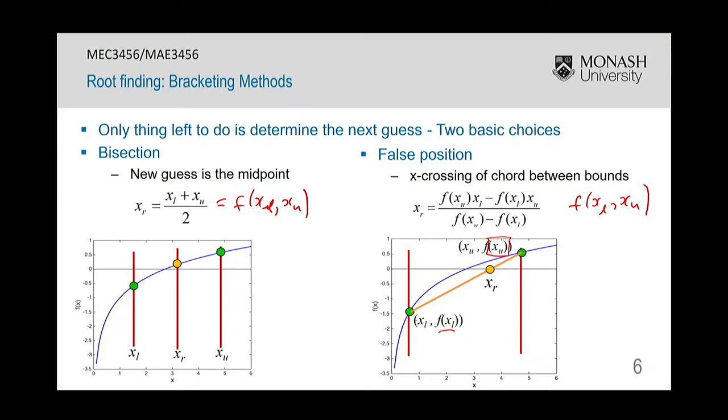It's based on the idea of similar triangles. So if we look at this triangle formed here, and we look at this little triangle at the top here, they are similar triangles, and so we can base our value of xr on this information. And I'm going to leave that as an exercise for you to do. So now we have everything we need to use bracketing methods.